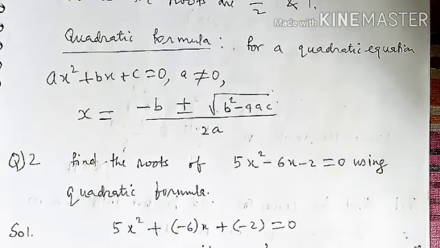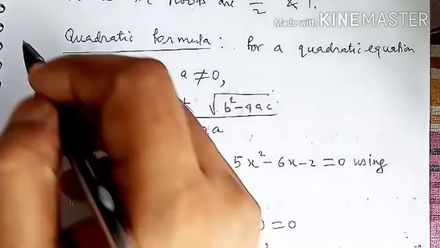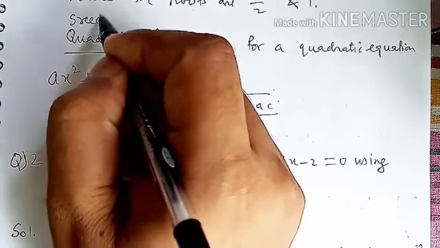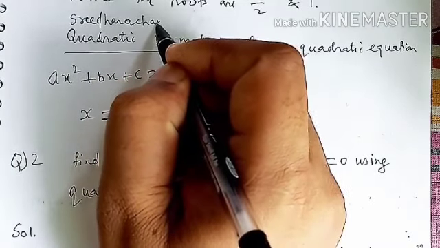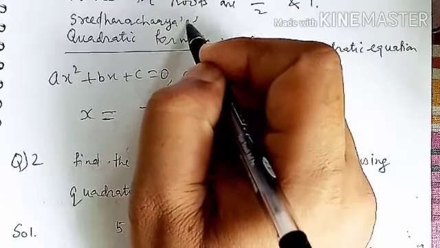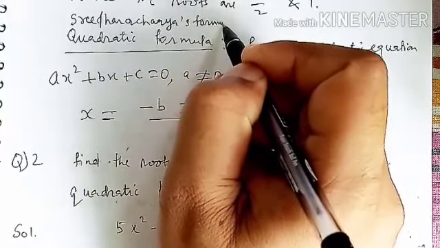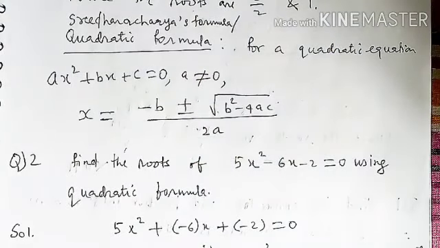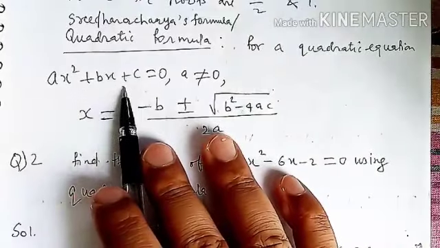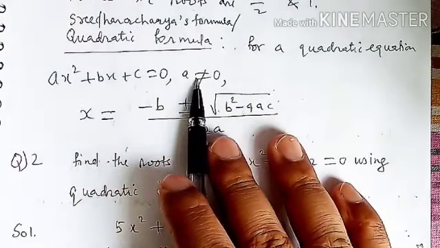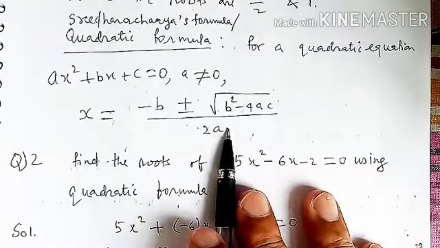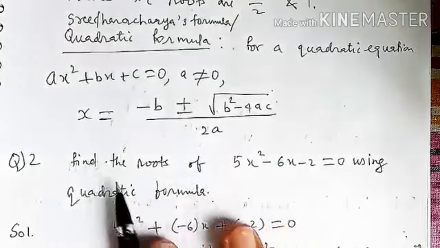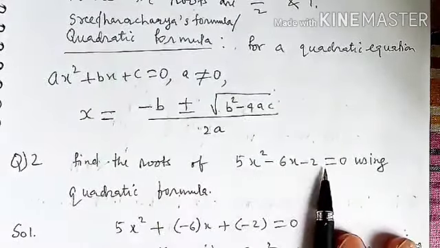Now, what is the quadratic formula? This is also the Sridharacharya formula. He was an Indian mathematician. For a quadratic equation ax square plus bx plus c is equal to 0, where a is not equal to 0, we have x is equal to minus b plus minus square root of b square minus 4ac by 2a. It is obtained above.